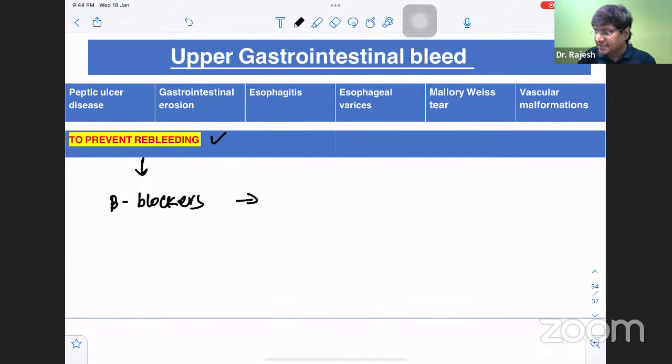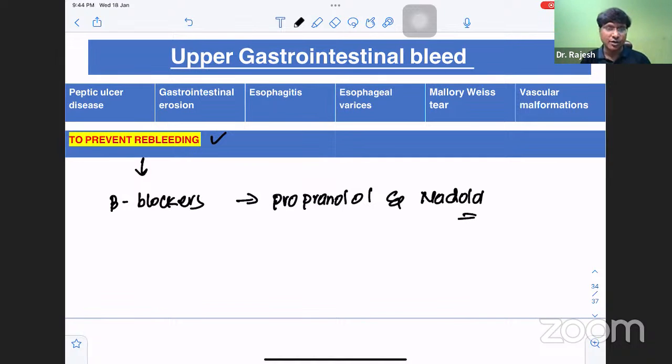The preferable beta blockers are propranolol and the other drug is nadolol. They will reduce the risk of rebleeding from esophageal varices by up to 40%. Along with these beta blockers, you should do esophageal variceal ligation. That will prevent further bleeding.